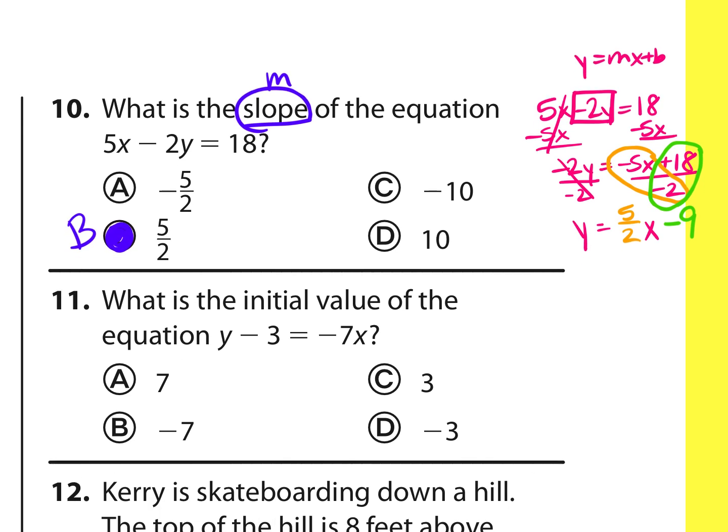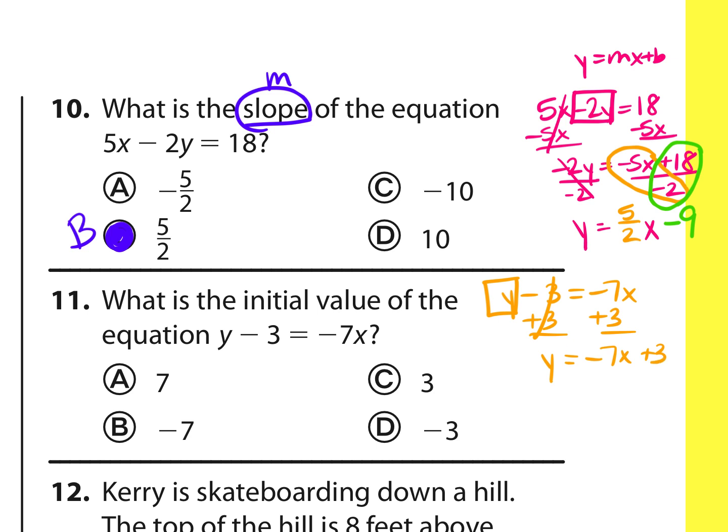Number 11, what is the initial value of this equation? Y minus 3 equal negative 7x. Well, once again, I want y by itself, so I'm going to add 3 to both sides. And I could just cross them over the equal sign and change the sign. That would be the same thing. I get y equal negative 7x plus 3. And I want to identify the initial value. That's b. Well, b is 3. Answer choice C.